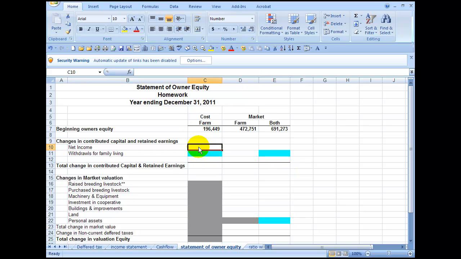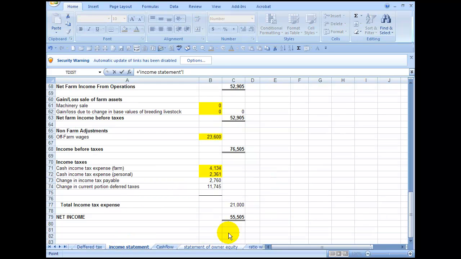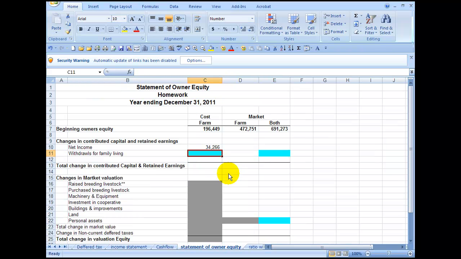Net income, I'm going to get that off of the income statement. So plus or equals income statement. This number here is for the farm and the family combined, and we only want the farm income. So click on this amount, but then what we want to do is subtract from that the off-farm income and add back to it the personal taxes right down here that we deducted. And so this $34,266, that's just the farm's net income.